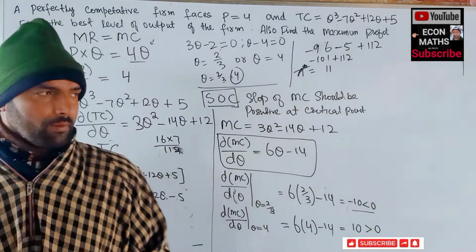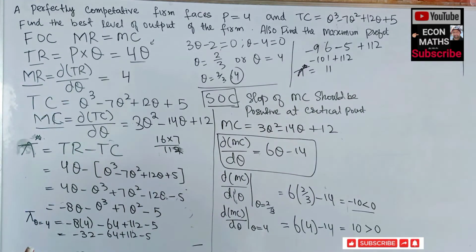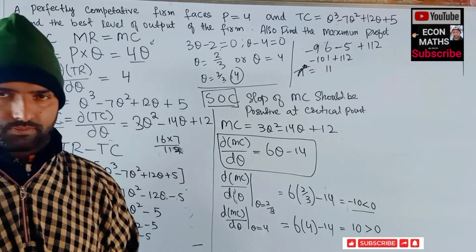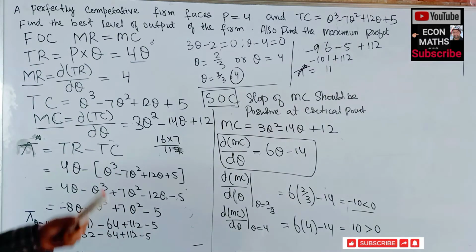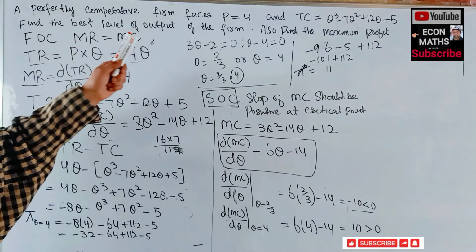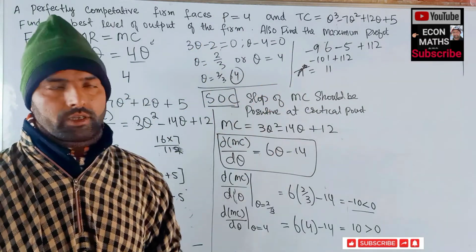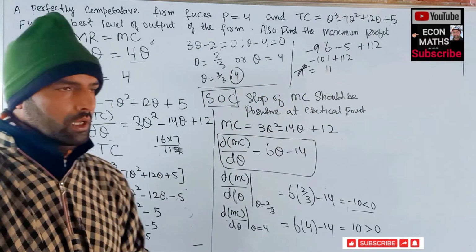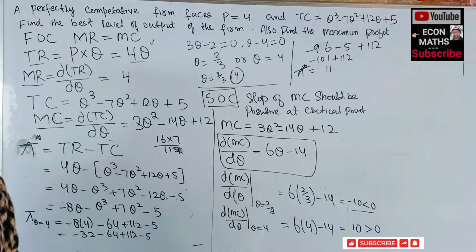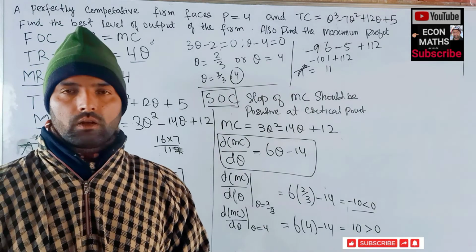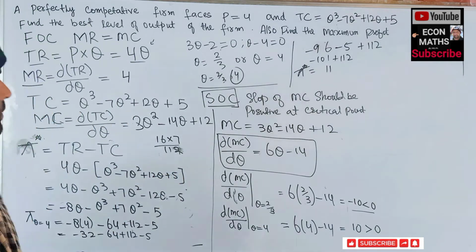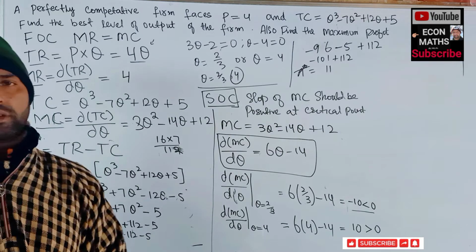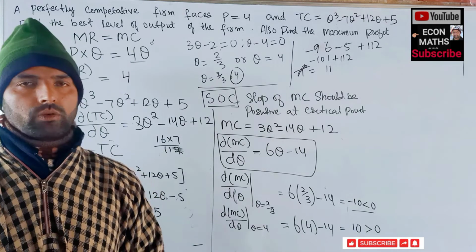Okay, now graphically what does this mean? First I will repeat this. We were told that a perfectly competitive firm faces price equal to 4 and its total cost function was given, and we were told to find the optimal level of output and the maximum profit. What we did here: the first order condition, as we know, requires that marginal revenue should be equal to marginal cost.